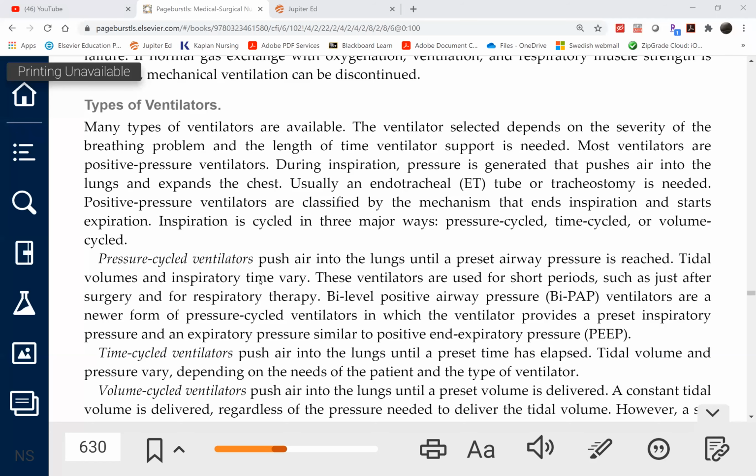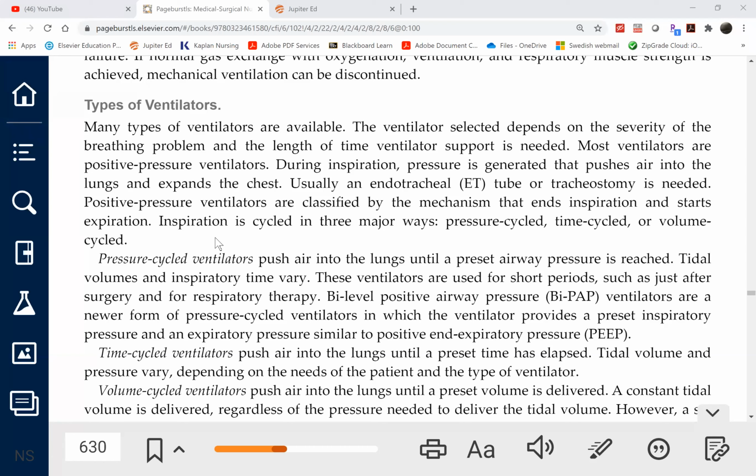All right, let's begin. So we ended last week with the settings on a ventilator. Any questions on the settings? Proceed with the modes.